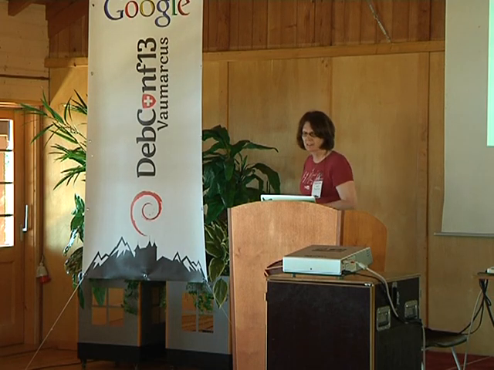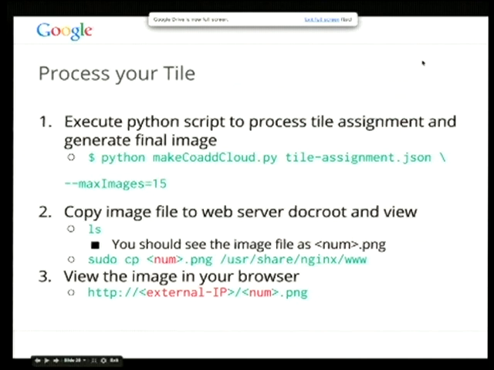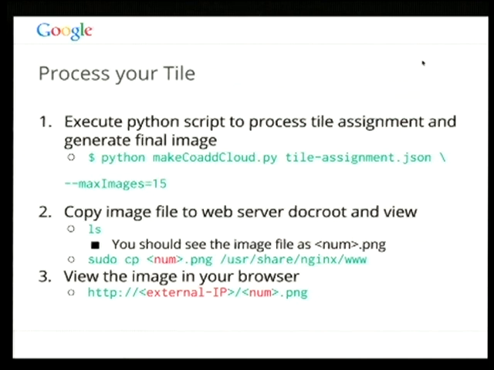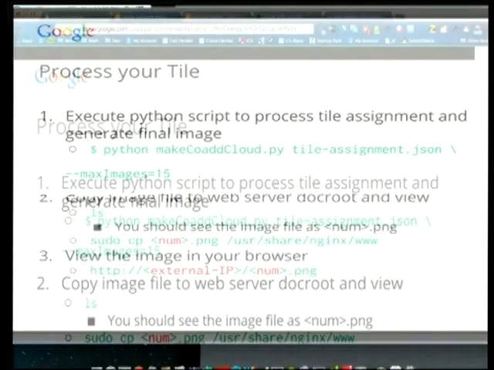So the next step is to run one of the scripts we downloaded earlier called makecoadcloud.py, and that's the command line string. You had that in the slides. So python makecoadcloud.py tileassignment.json, which is the file that you downloaded earlier. It's very important to include --max_images=15, otherwise you'll be here until this evening when the bar opens. The bar's open already, probably. So make sure you specify --max_images=15, otherwise it could take quite a while. It's going to take 3 or 4 minutes anyway, but I'm quite prepared to put up with that. So if you can run that and see how you go, I'll do that myself.